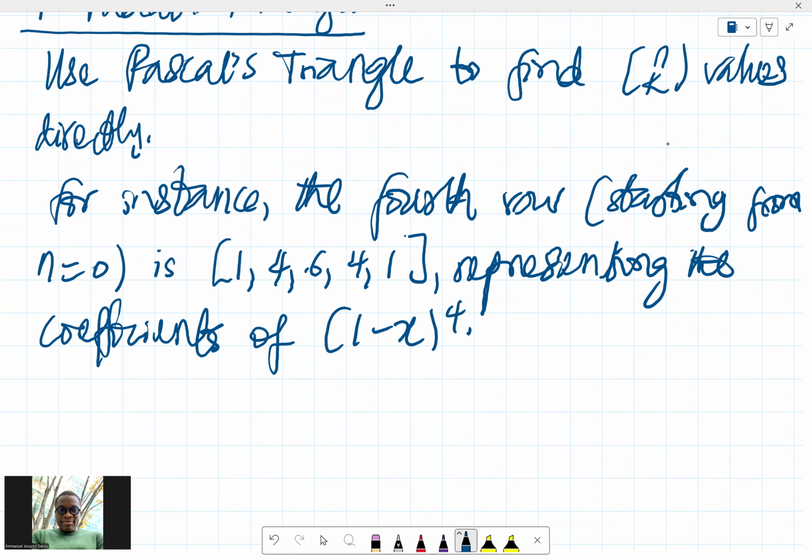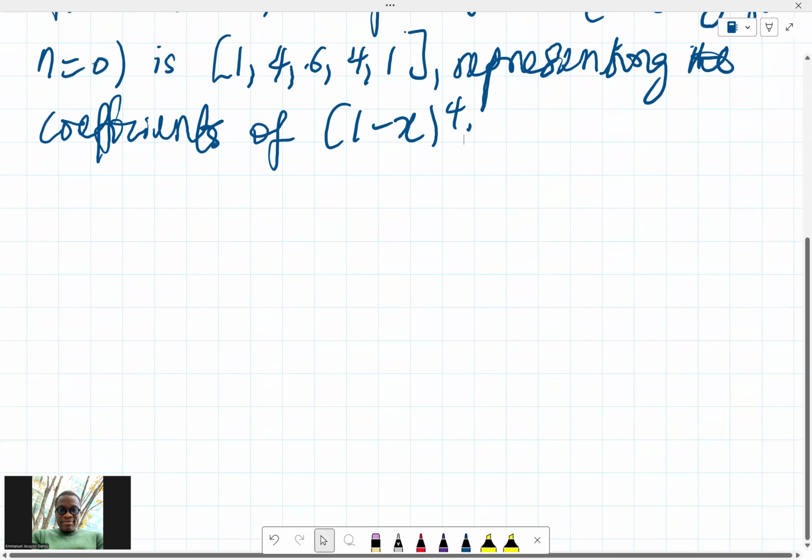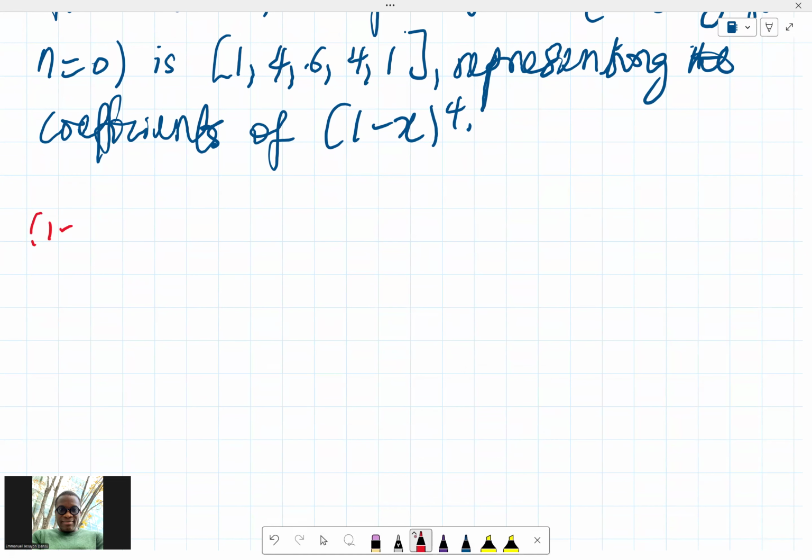We started by expanding 1 minus x raised to power n, right? In case you have not seen that video, probably this is your first video. When we have 1 minus x raised to power 0, you're going to have 1. If you have 1 minus x raised to power 1, Pascal's triangle simply tells you drop 1, drop 1. Then for 1 minus x raised to power 2, drop 1, 1 plus 1 is 2, then drop 1.